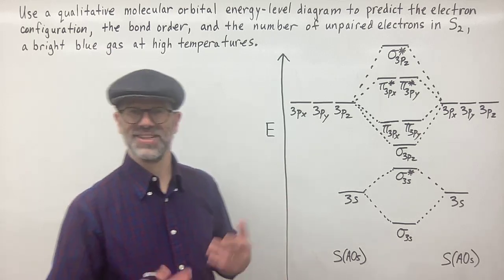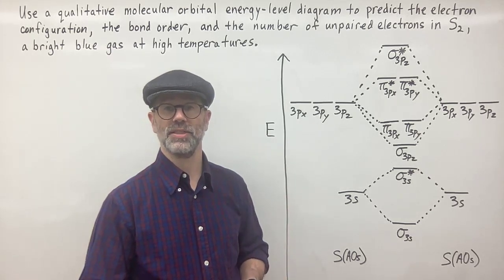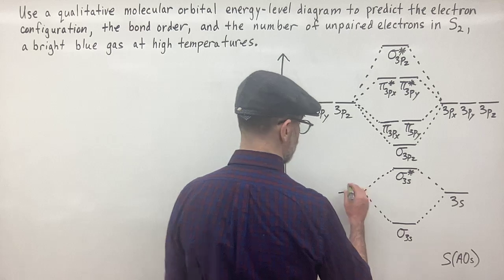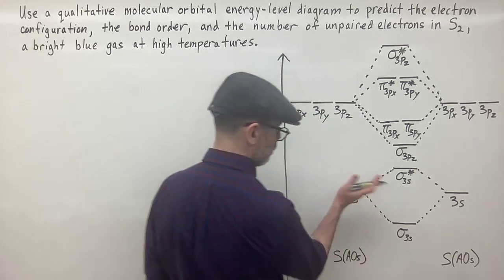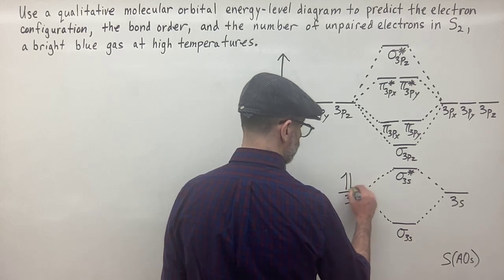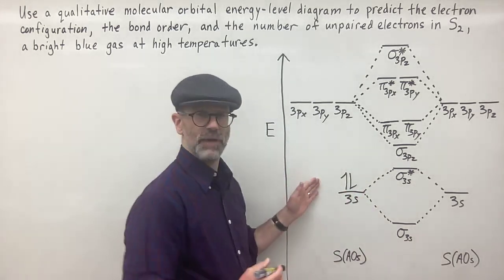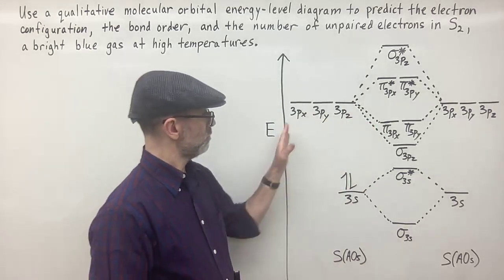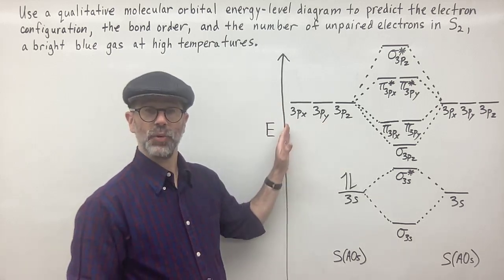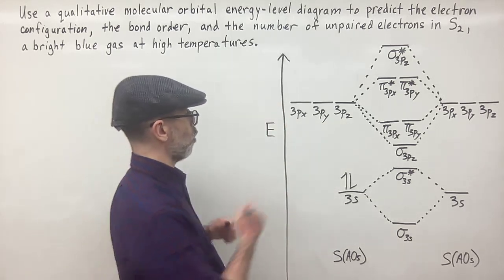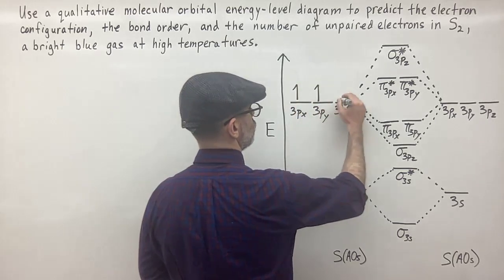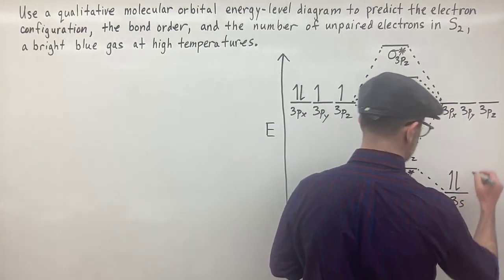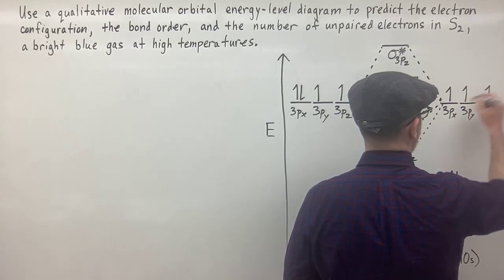Sulfur, because it's under oxygen, has 6 valence electrons because it's in group 6, just like oxygen. So we fill in each sulfur with 6 valence electrons, following the rules and principles. Aufbau principle, we start low, so we fill in 2 electrons there, spin up, spin down, following the Pauli exclusion principle. Now we fill in these 3 degenerate p orbitals one at a time, following Hund's rule. We've got 4 more electrons, so 1, 2, 3, and then 4. It looks the same on this side as well.